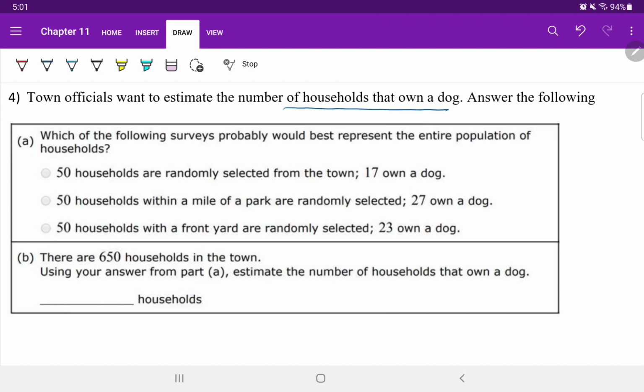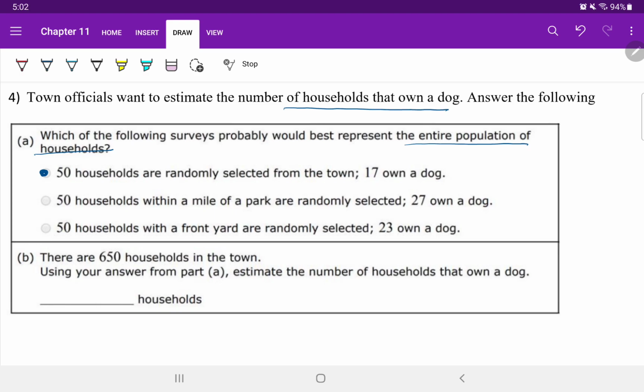So if you tried it or not, let's see what you got. Town officials want to estimate the number of households that own a dog. Answer the following. A. Which of the following surveys probably would be the best to represent the entire population of households? Underline that for a specific reason. The answer is going to be the first one. You want to randomly select 50 households from the town, and out of the 50 households from the town, 17 own a dog. That is the best approach in this case.